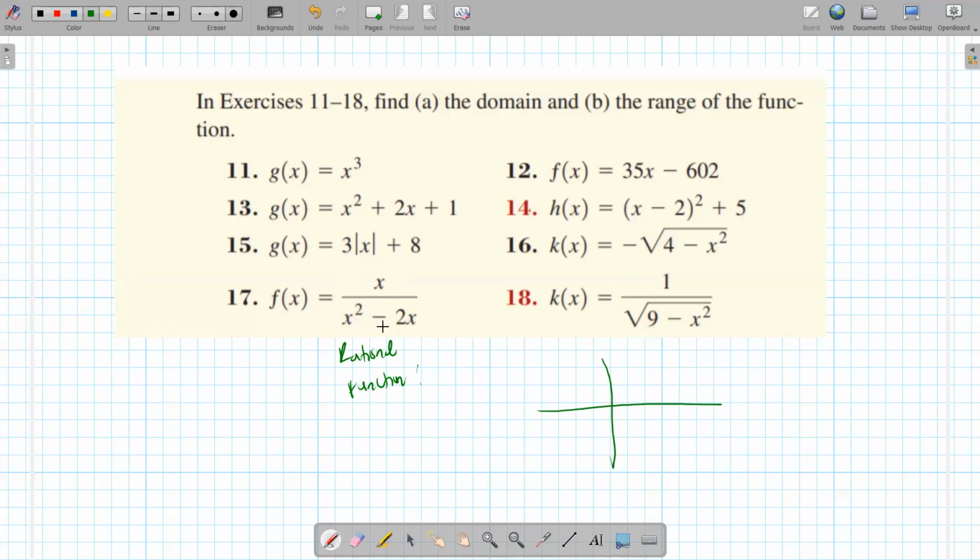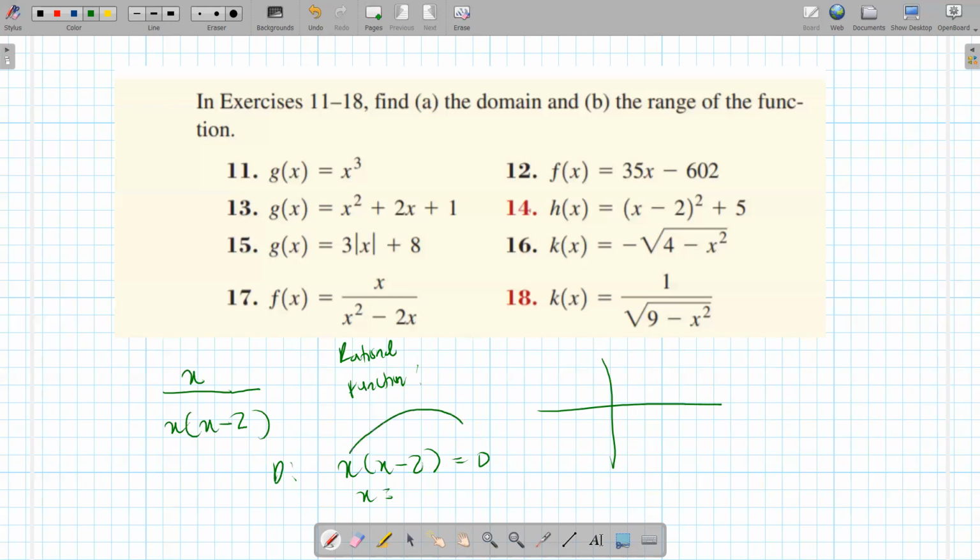What can we take out from the denominator here? We can take out an x, and we're left with x minus 2. So for the domain, the denominator cannot be 0. The numerator can be 0, but the denominator can't be 0. So we're going to set this equal to 0. If x times x minus 2 is 0, what is x equal to? 1, 2.